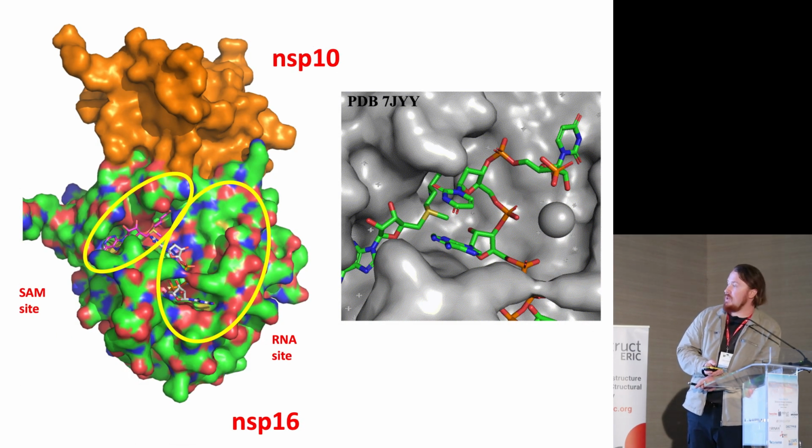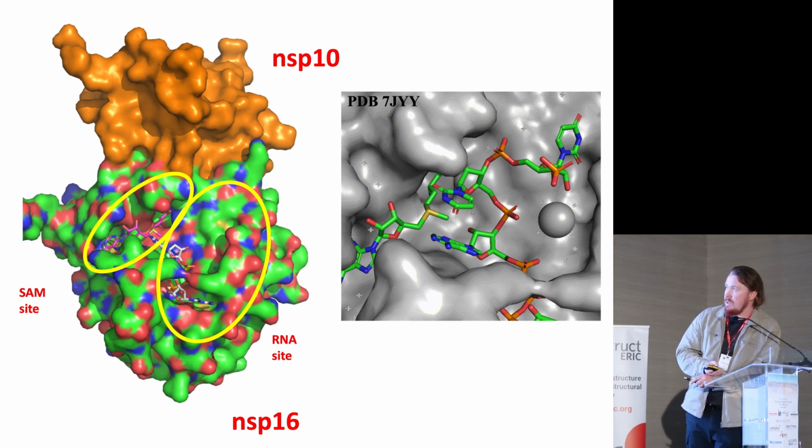This is how the NSP10, NSP16 heterodimer looks. This NSP10 partner is always necessary for NSP16 to be actually active, so it's always a heterodimer. This here is its active site. This here is where the S-adenosyl-methionine is bound, and this here is where the RNA substrate is bound. So you can take a closer look at how it looks in a model. This here is the methyl group that is further donated to this sugar part.